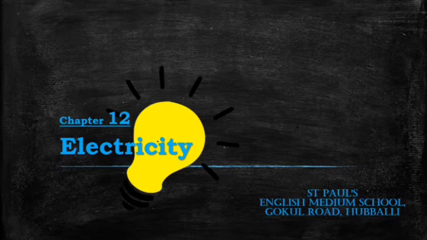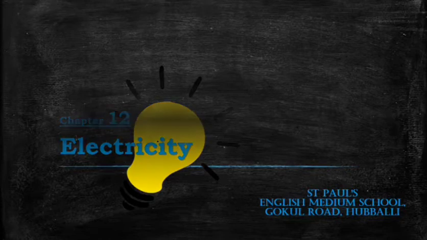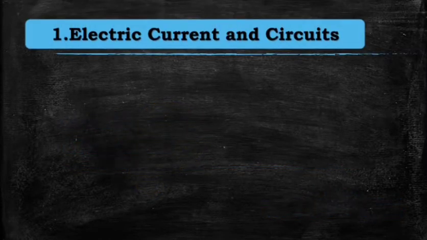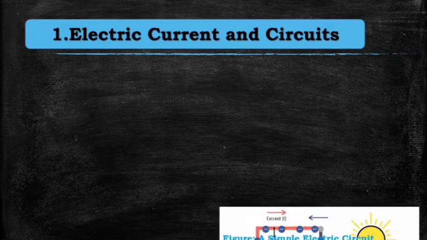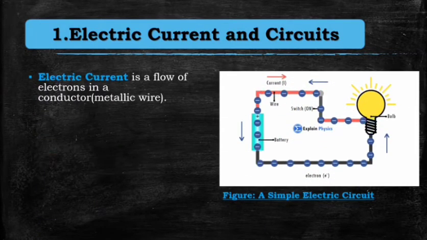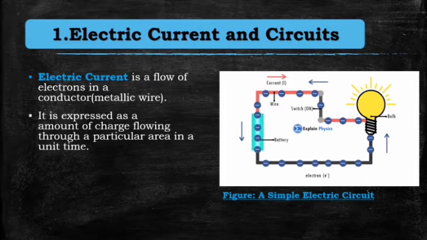Have you observed water current in the rivers? Yes, it is a similar way how electric current flows in the conductor. Electric current is nothing but a flow of electrons. So electric current is expressed as the amount of charge flowing through a particular area in a unit time.